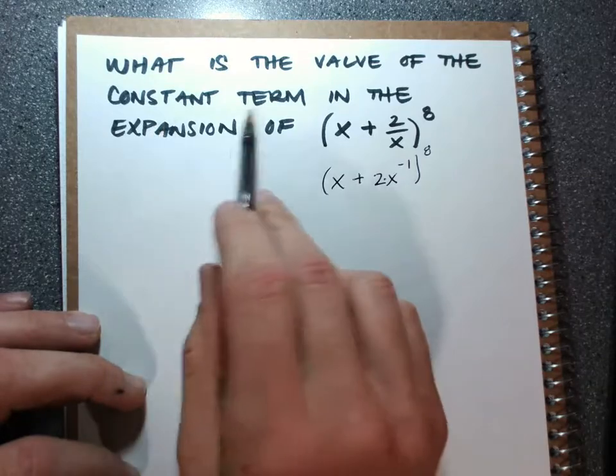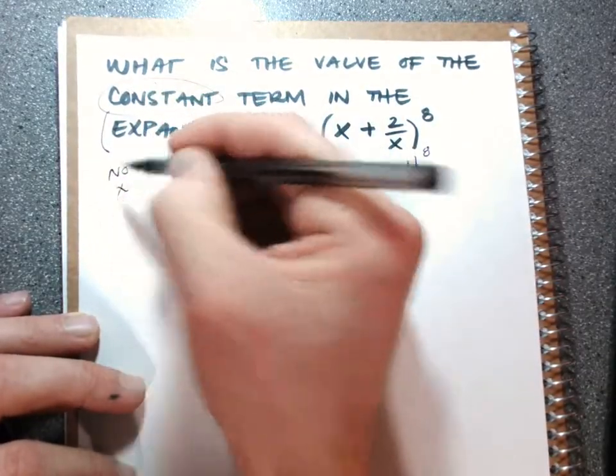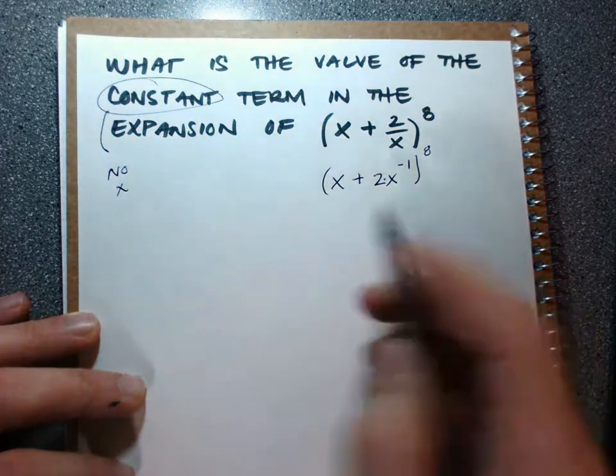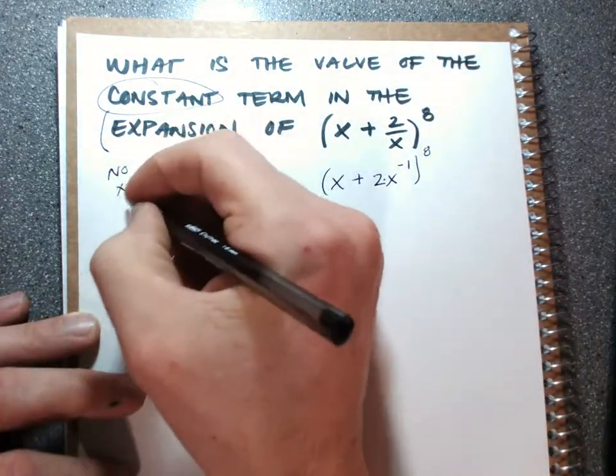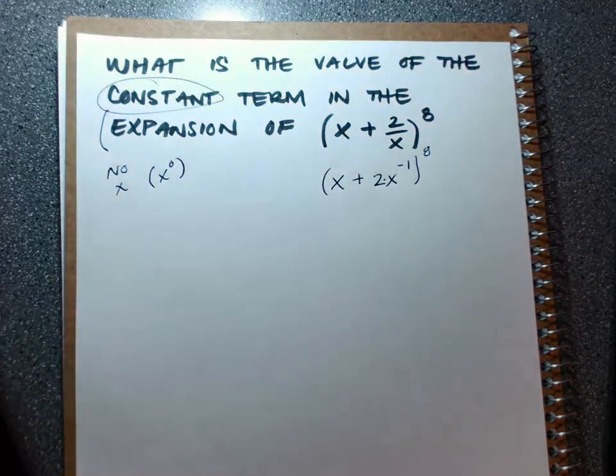So we're trying to find the constant term. That is the no x term. It's only going to be the coefficient. Or if you want, that would be x to the 0. That's what's going to happen.